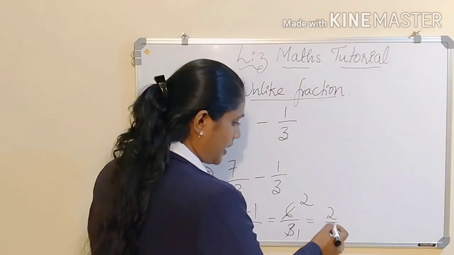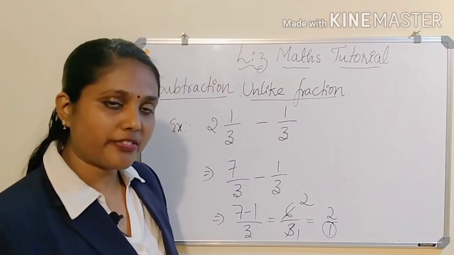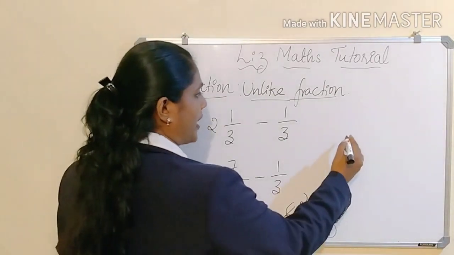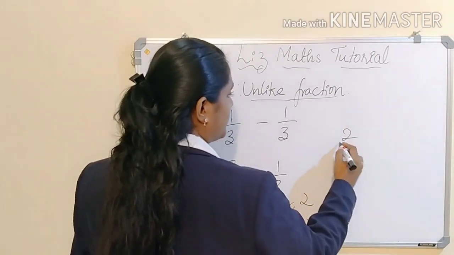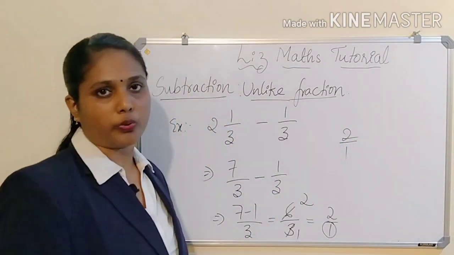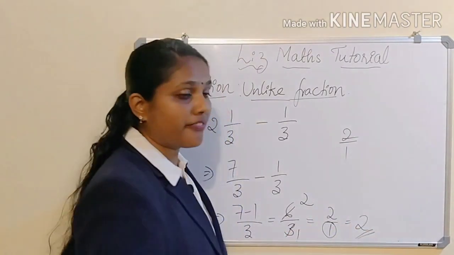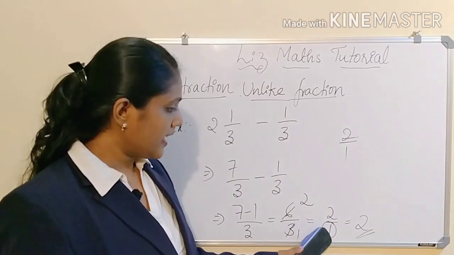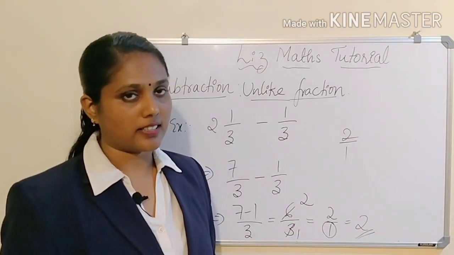See, here you can skip this 1 also, because you know that if you write the number 2, even if you go for addition or subtraction, when nothing is there in the denominator, that represents 1 only. So here 2 by 1 you can write as 2 as the final answer, because 2 divided by 1 gives 2.